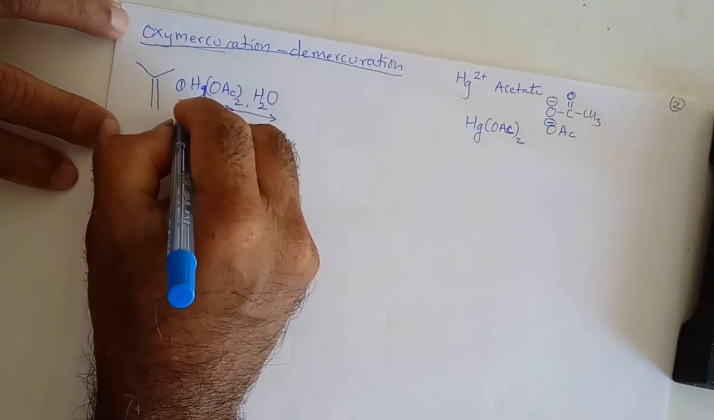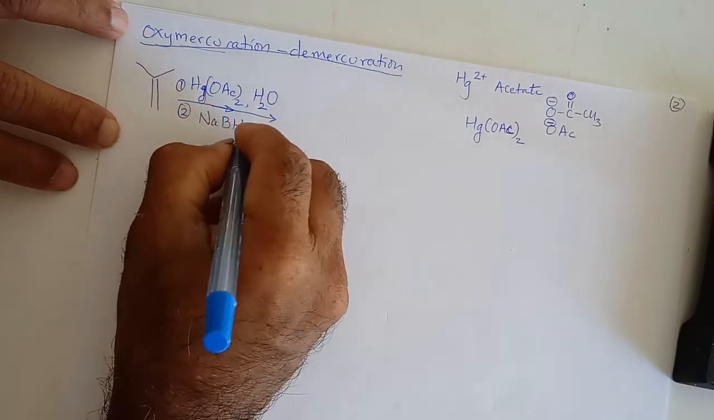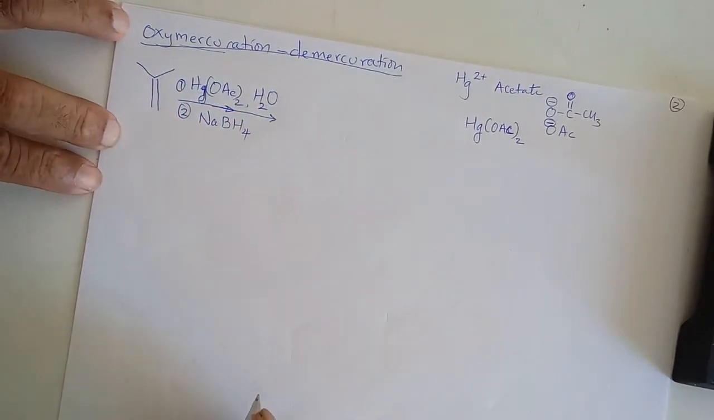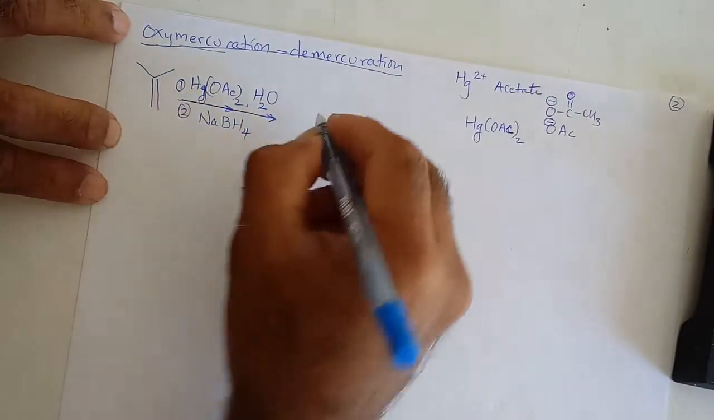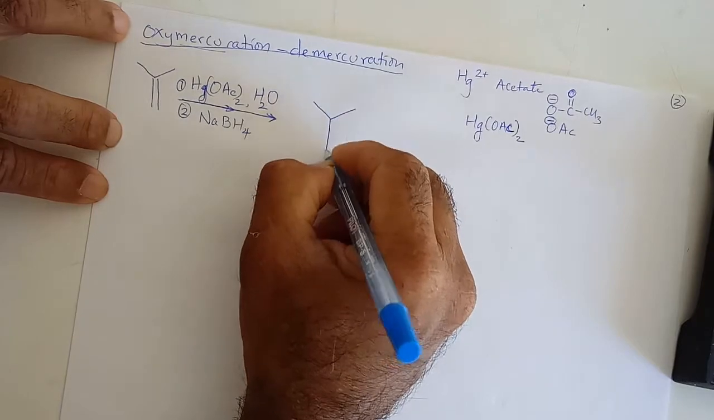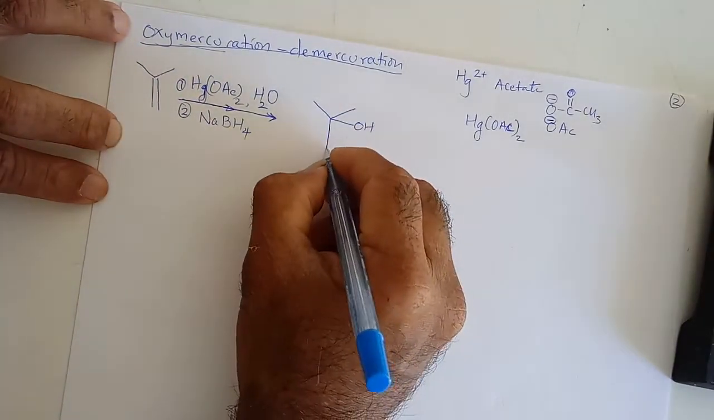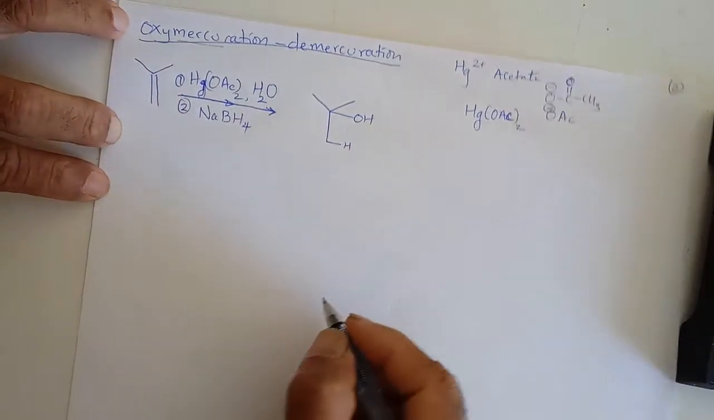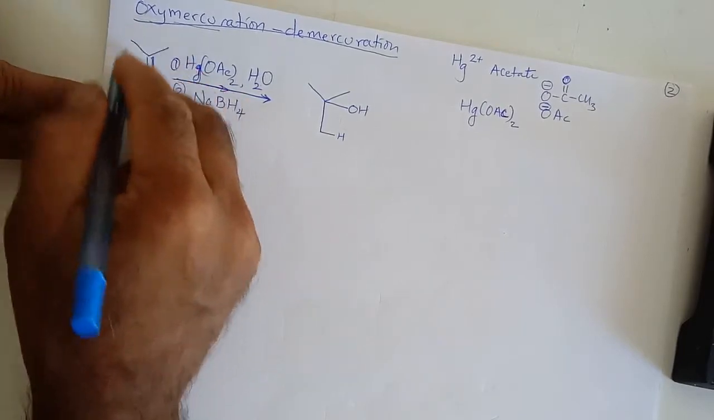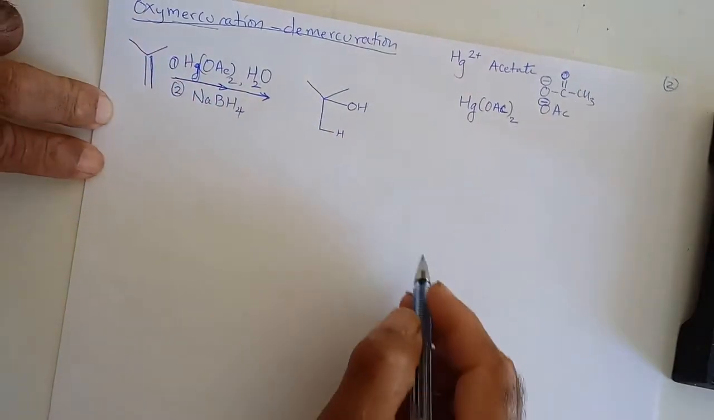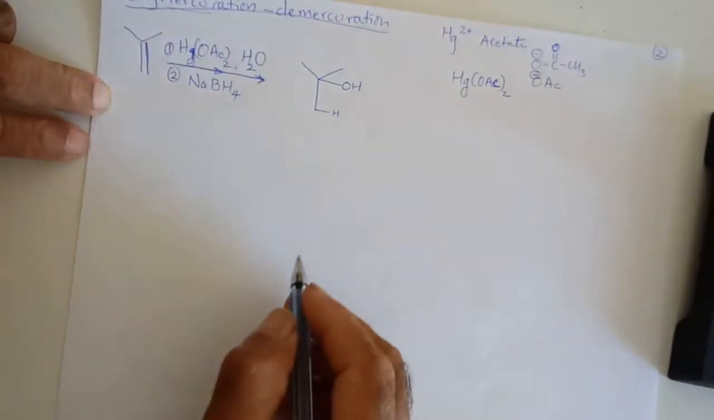The demercuration part is a whole new step. We use something called sodium borohydride. Sodium borohydride is what this is called, and this gives us the same product that we got in the acid catalyzed method. And many a time we don't have to show that hydrogen, it's understood to be added, because in skeletal drawings we normally do not show hydrogens on carbons, right? So we don't have to show it.